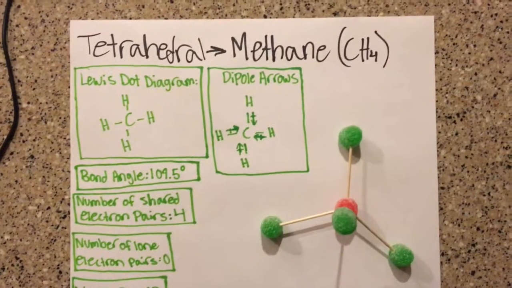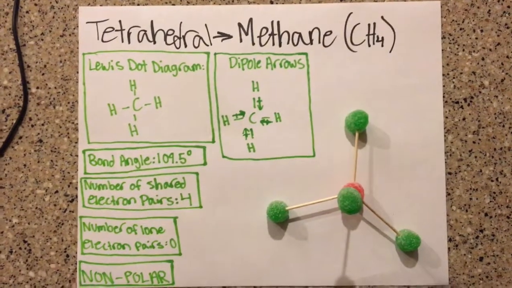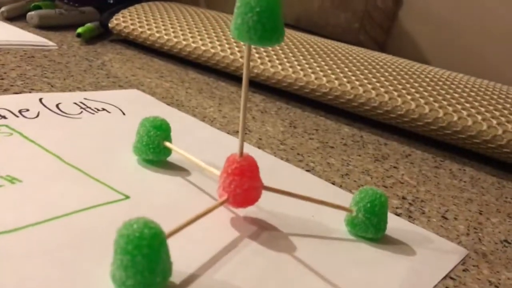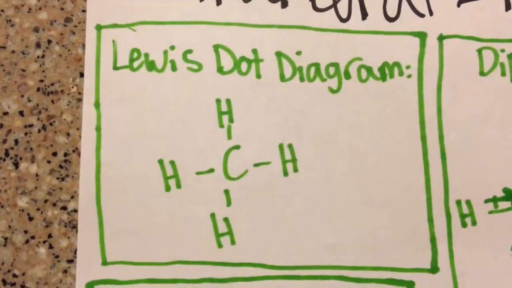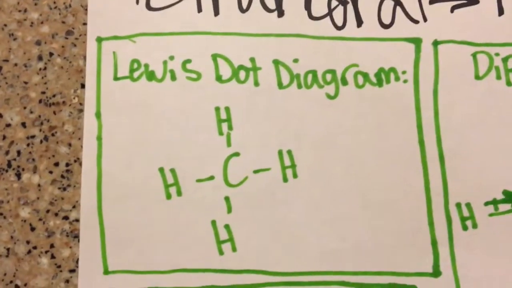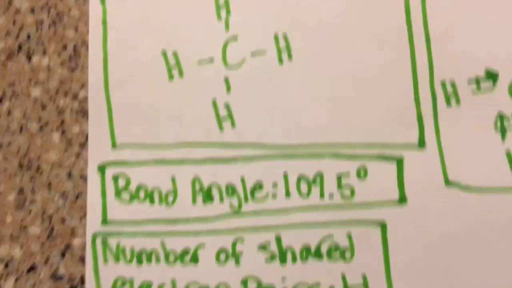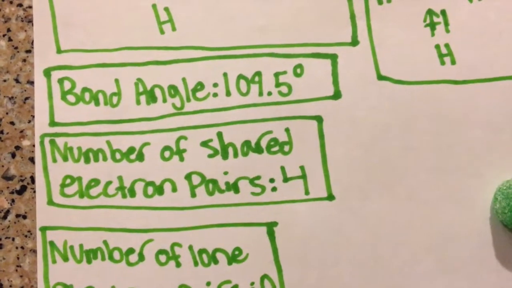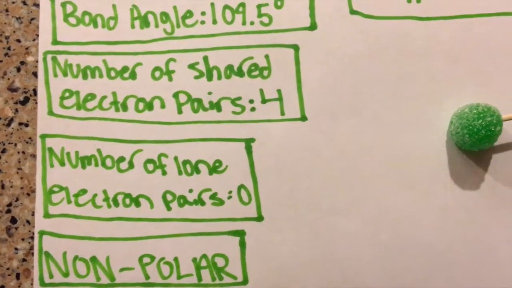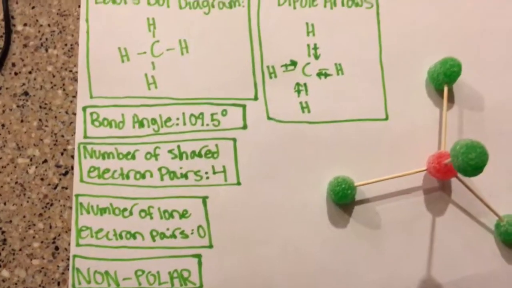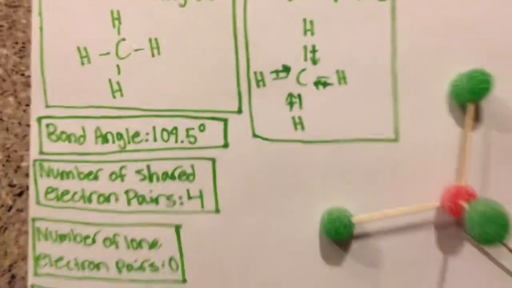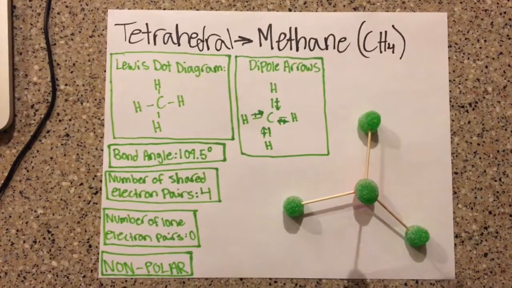For my tetrahedral molecule, I did methane, which is CH4. And this is what it looks like. And this is the Lewis dot diagram with 4 shared electron pairs. The bond angle is 109.5 degrees. As I said, there are 4 shared electron pairs and there are 0 lone electron pairs. And methane is nonpolar, shown by the dipole arrows here. So for my tetrahedral, I did methane.